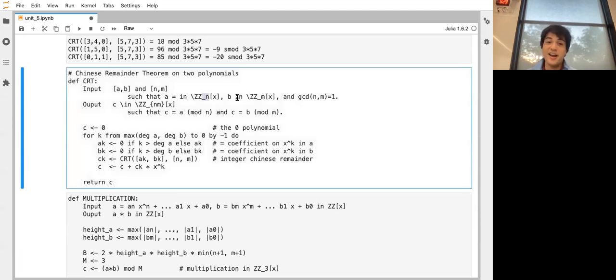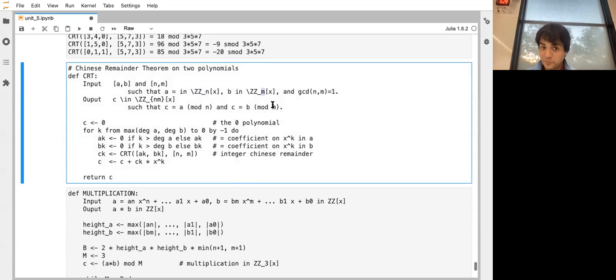These aren't going to be primes, necessarily, because we're going to have to keep multiplying by more and more primes. At the end, you're going to have some type of polynomial mod, like, 3 times 5 times 7. But they do have to be co-prime for CRT to work.